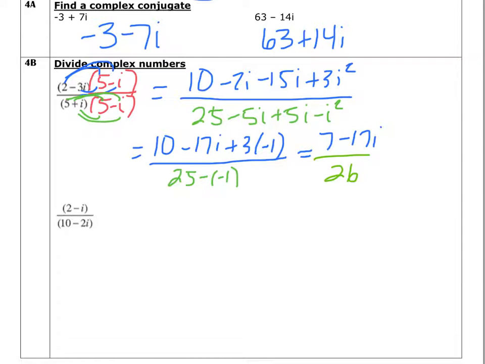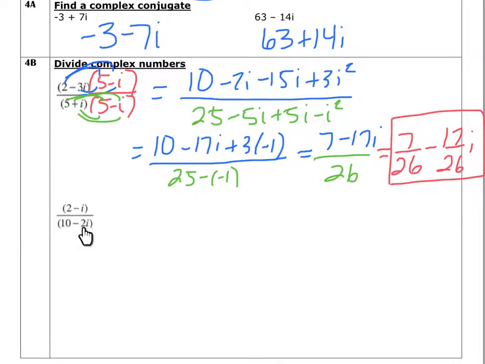Now be careful. Complex numbers need to be written as the real component and then the imaginary. So I'm going to break this up into two pieces. Our final answer here is 7 over 26 minus 17 over 26i, and that's the answer.